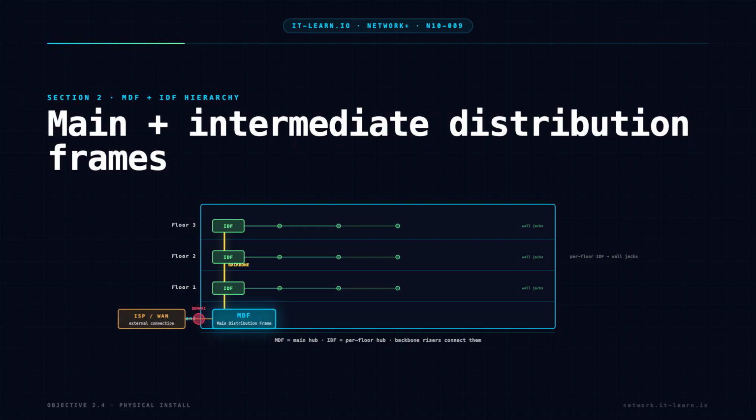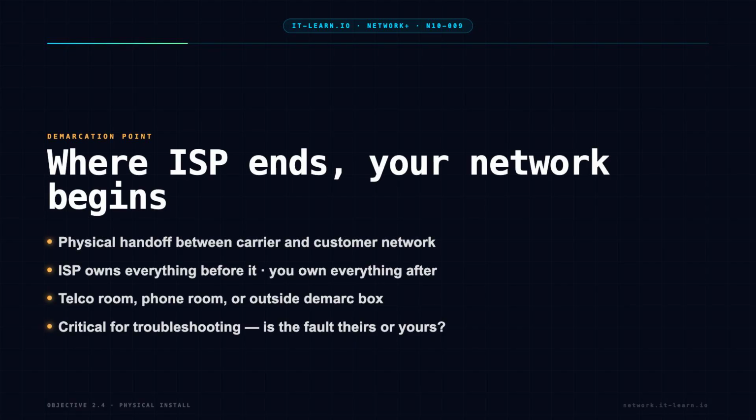A demarcation point, or demarc, is the point where the service provider's responsibility ends and the customer's responsibility begins. This is where the external telecommunications line enters the building and connects to the customer's network equipment. Understanding the demarcation point is important for troubleshooting because it defines who is responsible for fixing problems on each side.